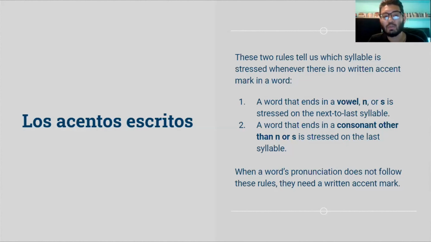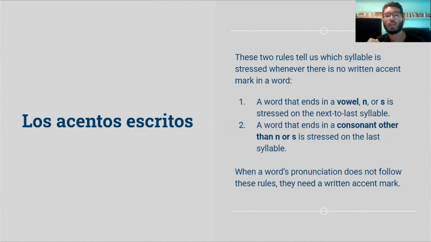Otherwise, we may be producing the incorrect word, no? The other rule is that a word that ends in a consonant other than N or S, that is, words that don't end on a vowel or an N or on an S, their stress will be on the last syllable. Again, those are the two rules that Spanish speakers have for where the emphasis should be in a word.